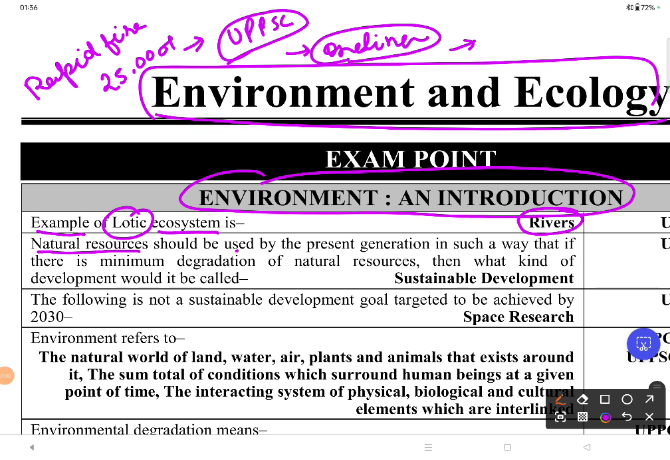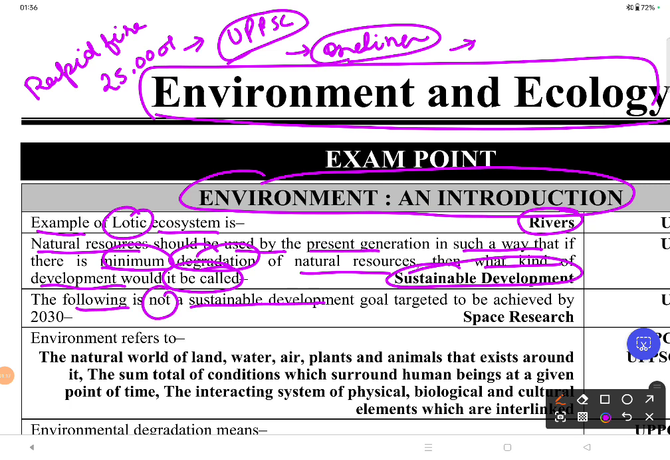Natural resources should be used by the present generation in such a way that there is minimum degradation of natural resources. What kind of development would it be called? That is sustainable development. The following is not a sustainable development goal targeted to be achieved by 2030: space research.